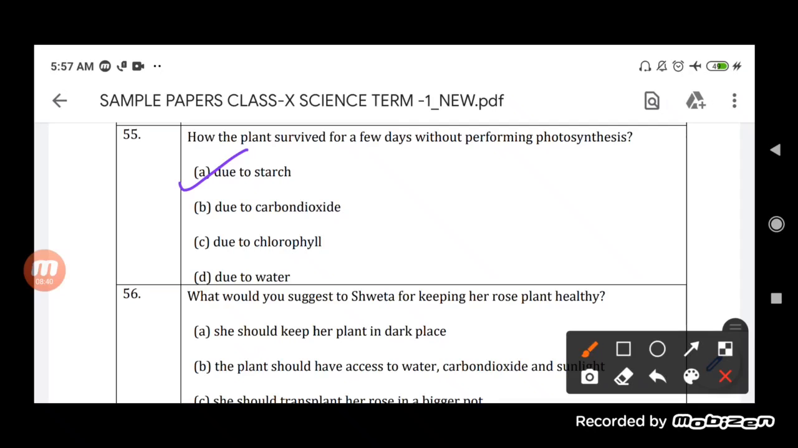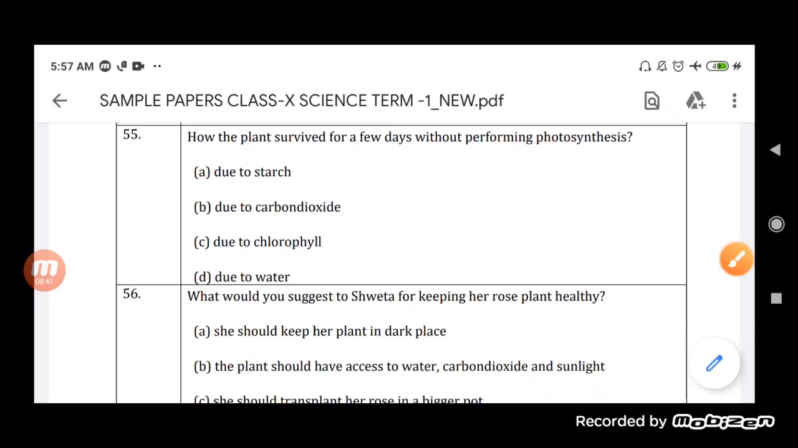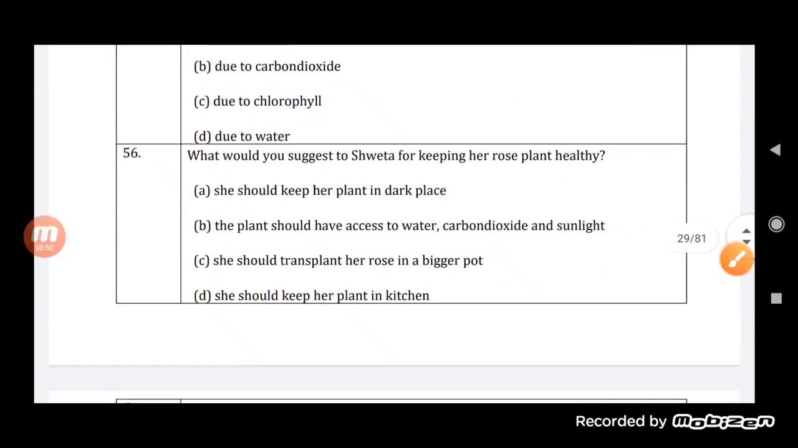Now the next question is, what would you suggest to Shweta for keeping her rose plant healthy? For that, the options given are: she should keep her plant in a dark place; the plant should have access to water, carbon dioxide, and sunlight; she should transplant her rose in a bigger pot; she should keep her plant in the kitchen.